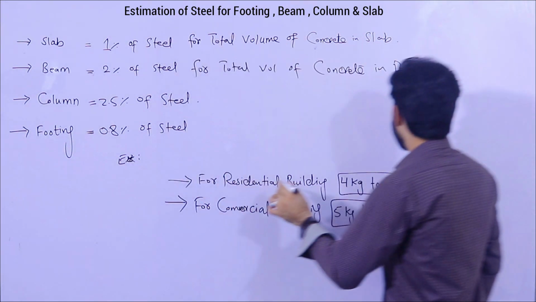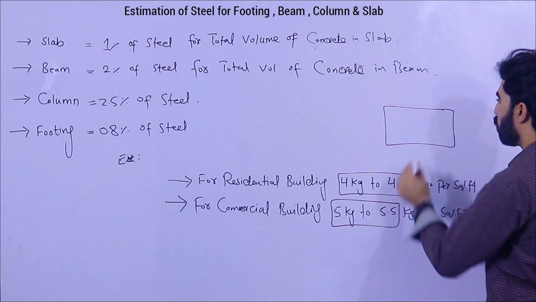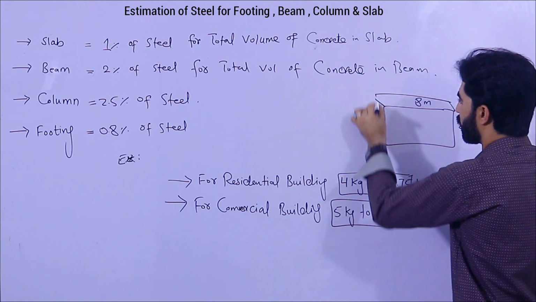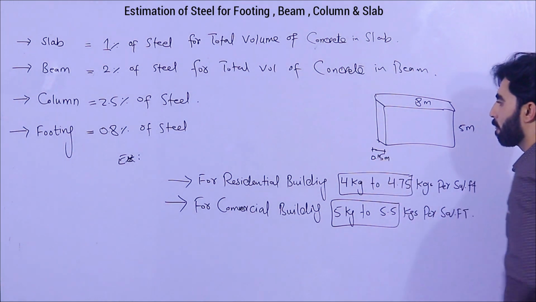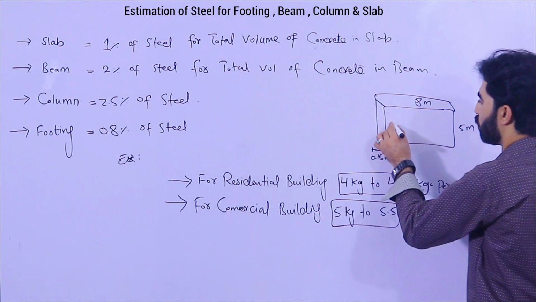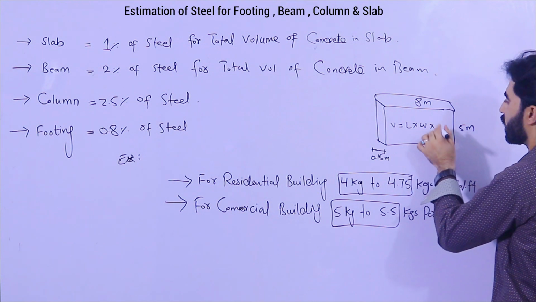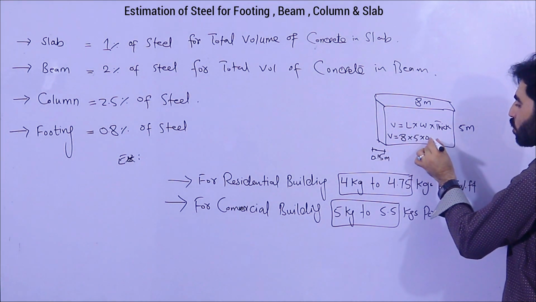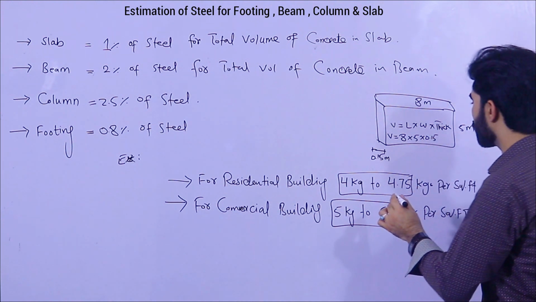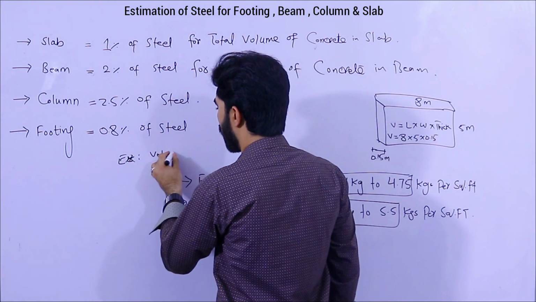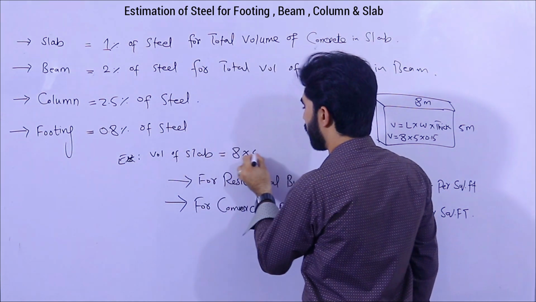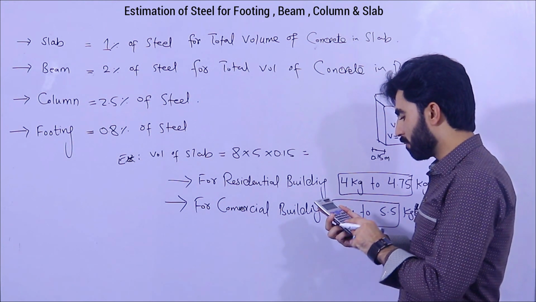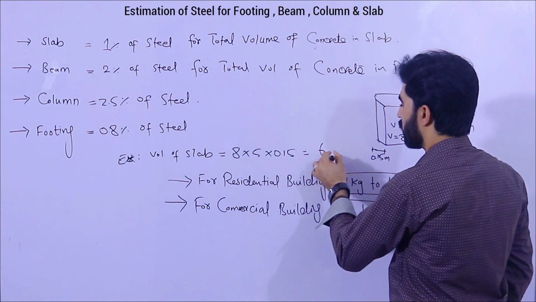Now for example, this is just an example. Suppose I have a slab whose length is 8 meter and width is 5 meter. If the thickness of the slab is, for example, 0.15 meter, first of all I will find the total volume of this slab. How can we find the volume? V is equal to L multiplied by width multiplied by thickness. So volume is equal to L which is 8 meter, W is 5 meter, and thickness is 0.15. So volume of slab is equal to 8 multiplied by 5 multiplied by 0.15. Let me do the calculation. The total volume of the slab is 6 meter cube.